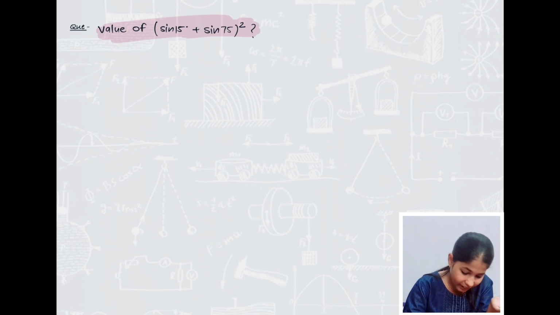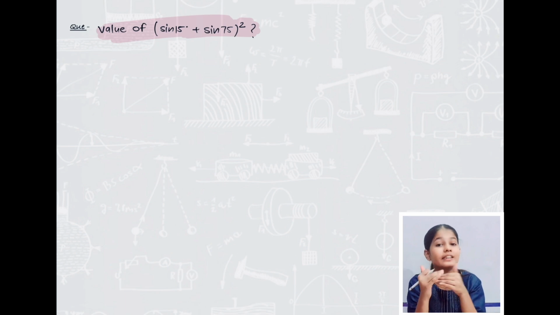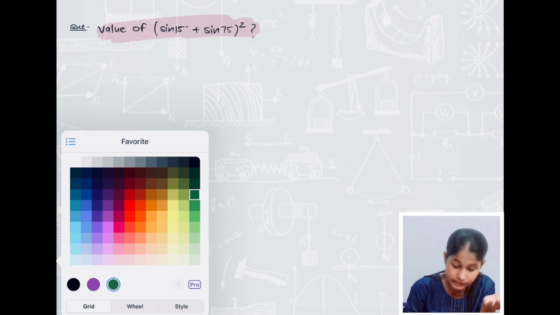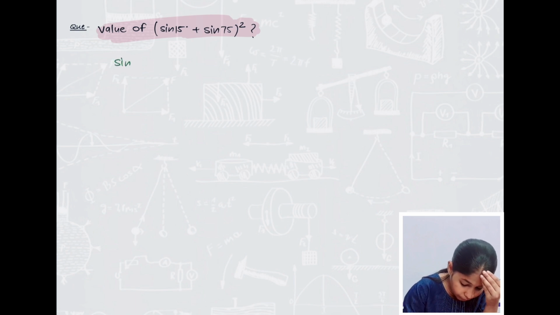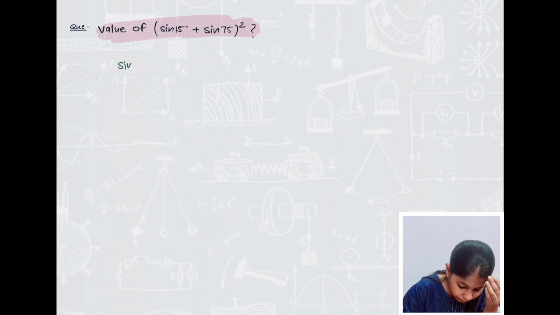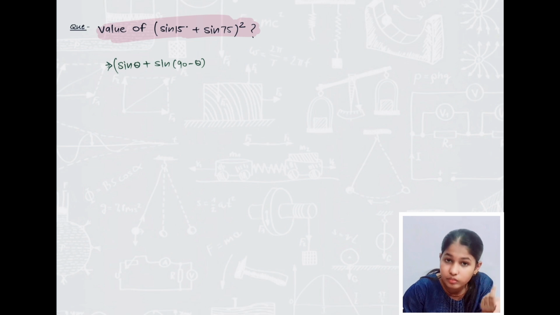Yes. So now from this concept, this should be your way of thinking. You have to train your brain in such a way that you can think in this way. Okay? So we are not going to solve it numerically, but using algebra. Okay? So it will become (sin theta plus sin(90 minus theta)) whole square, where theta is 15 degrees.